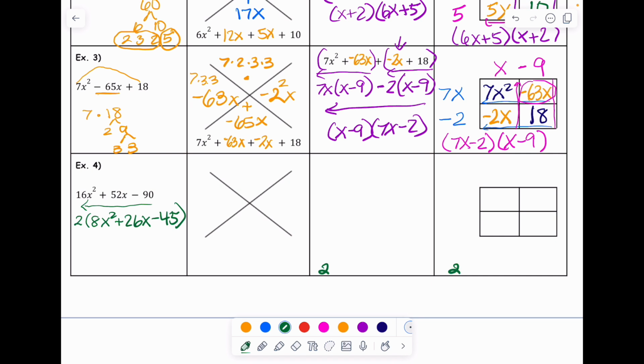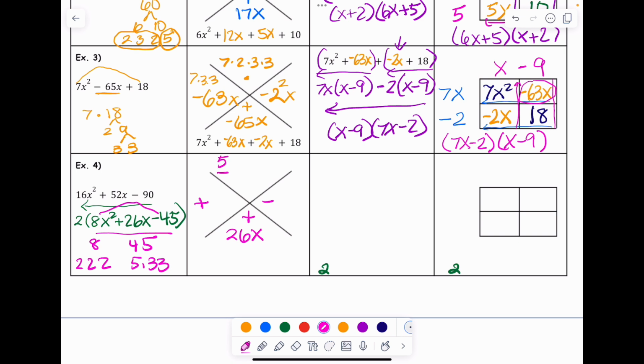So we have to know that even though we're going to continue to break down this guy, we need to make sure that we remember we took that 2 out. Okay, so here we're going to add to 26x, and our product is going to be 8 times 45, and it's negative. So that means positive and a negative. Let's break that 8 and 45 down. So when I look at 8, I'm going to have 2 times 2 times 2, and then this guy is 5 times 9, which is 3 times 3.